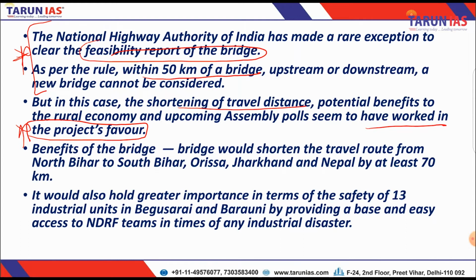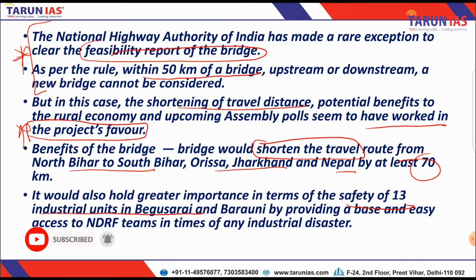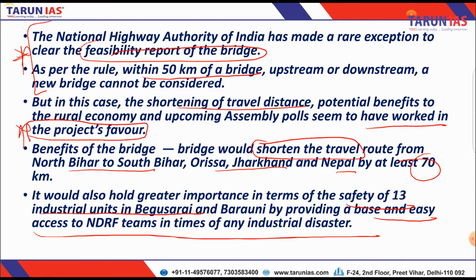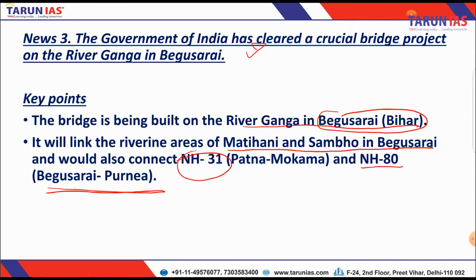Now, what are the benefits of the bridge? Basically, the bridge is going to shorten the travel route from North Bihar to South Bihar to Orissa, Jharkhand and Nepal by at least 70 km. It would also hold greater importance when it comes to the safety of the 30 industrial units in Begusarai and Barauni by providing a base and easy access to NDRF teams in any time of industrial disaster. So, by looking at the potential benefits that the bridge is going to give to the people of Bihar and the region, the government has cleared the crucial bridge project that is going to connect North Bihar to South Bihar.